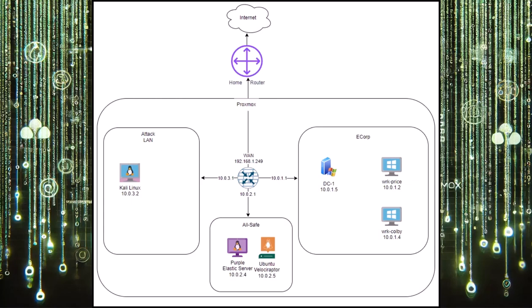However, we want to prevent the AttackLAN from accessing systems on the AllSafe LAN, which is where Elastic and Velociraptor will be set up. But we do want communications between AllSafe and ECorp. So we'll be able to configure that using firewall rules on pfSense.